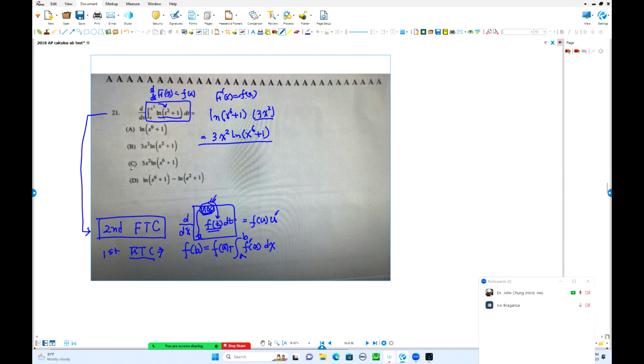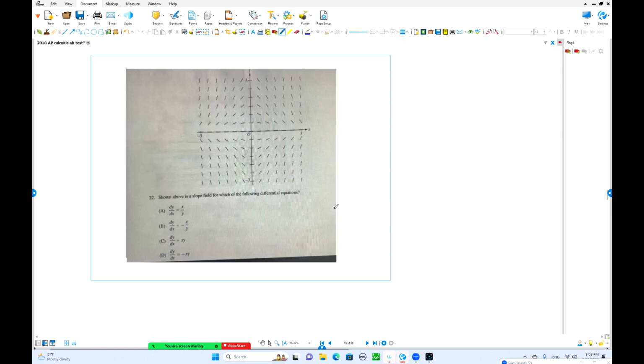So where is the answer? Choice C is the answer. That's number 21. That is number 22.